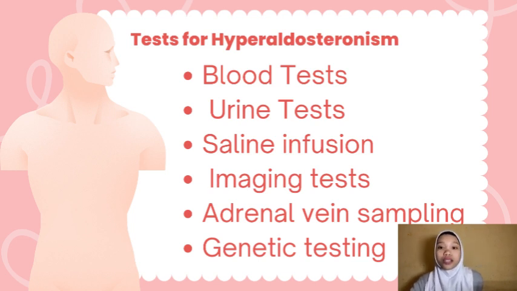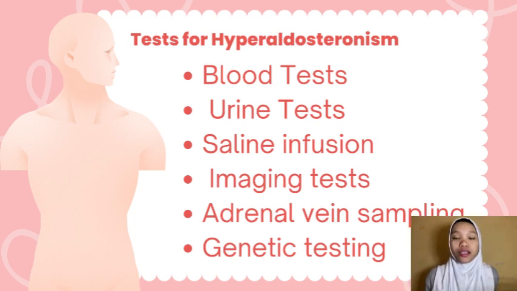So next is saline infusion. So your doctor will give you a sodium tablet over 3 days and then test the amount of aldosterone in your urine. So this can also be done with intravenous saline over 4 hours, followed by a urine test. So next is the imaging test. So tests like computed tomography or CT scans are used for primary hyperaldosteronism. So your doctor will use these to look for tumors and growths that can cause adrenal problems.